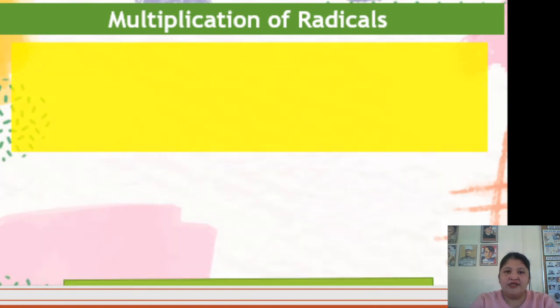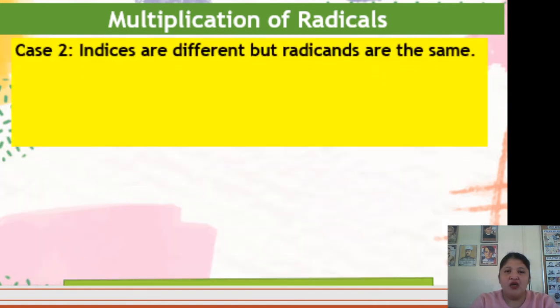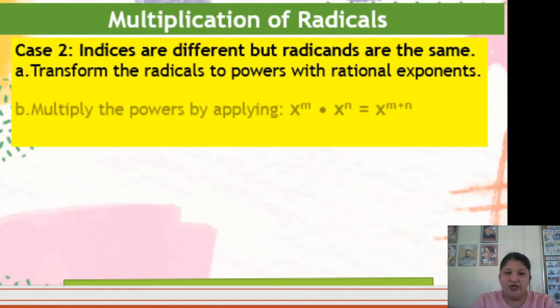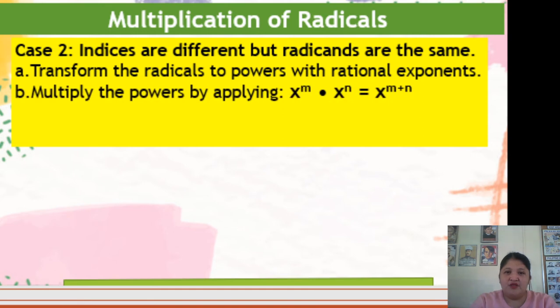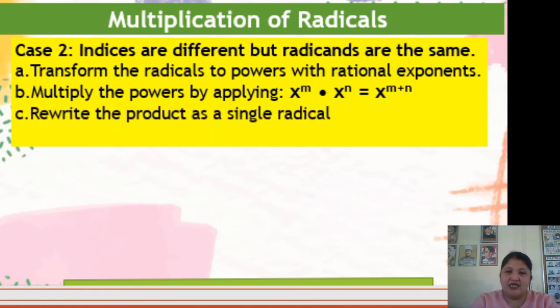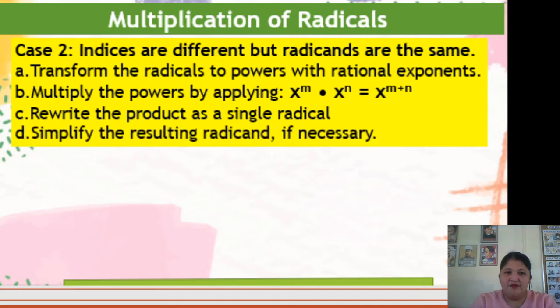For our case number 2, indices are different but radicands are the same. So, what should we do? We transform the radicals to powers with rational exponents. We multiply the powers by applying x^m times x^n, which is equal to x^(m+n). And then we rewrite the product as a single radical. Then simplify the resulting radicand if necessary.